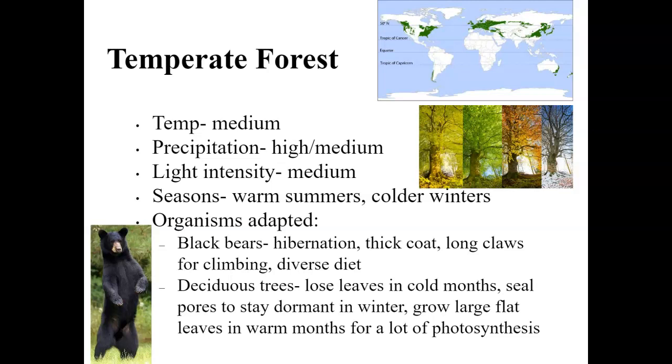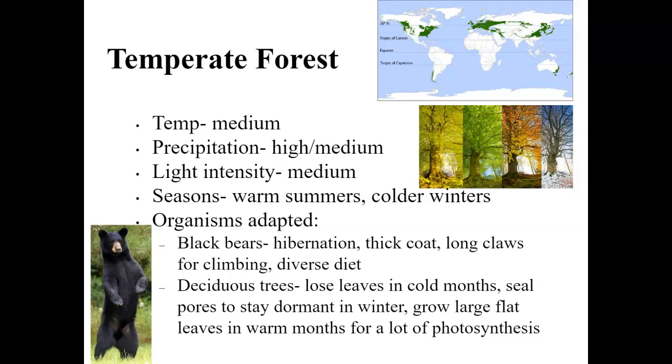Lots of animals are well adapted to these types of seasonal fluctuations. Black bears, for example, can do well in the winter and well in the summer because they will just hibernate in the winter. They also have a really thick coat, which allows them to stay warm. They have long claws, which are good for climbing trees, and they have a really diverse diet. So they can eat plants, insects, and different types of fruits.